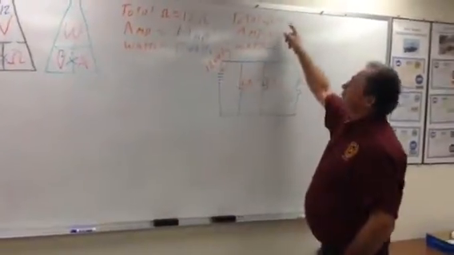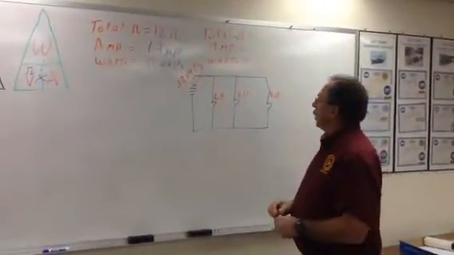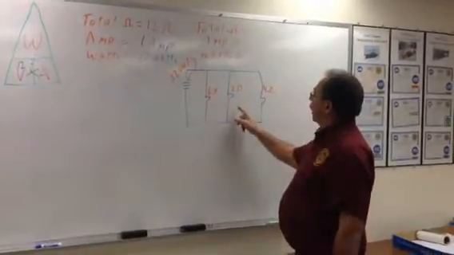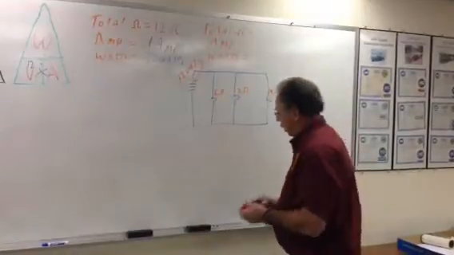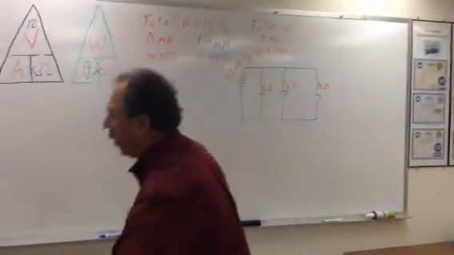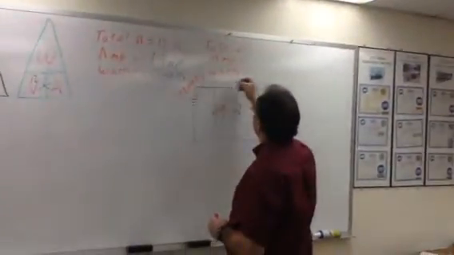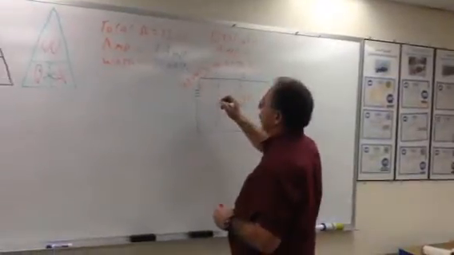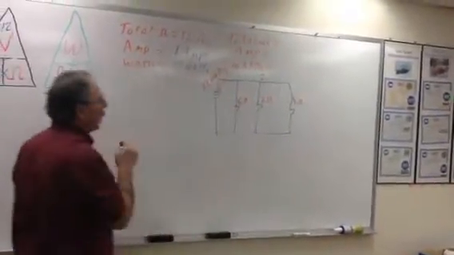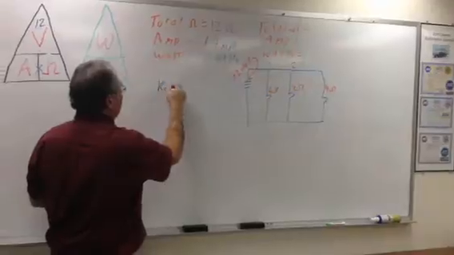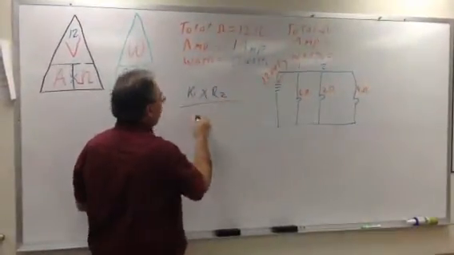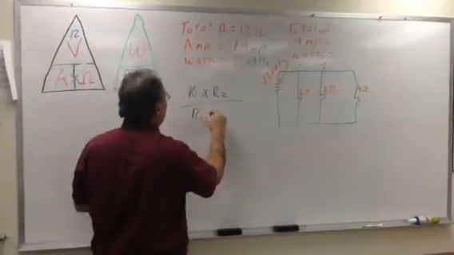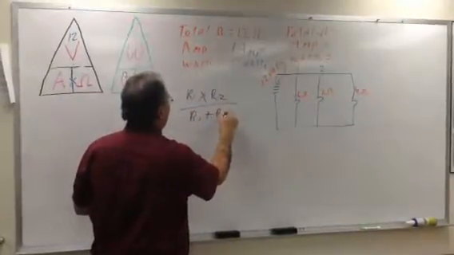Okay, the first thing we want to find out is our total circuit resistance. And on this one, we know it's less than 2, so we need to use a formula. Let's call this leg 1, let's call this leg 2. The formula is the resistance of leg 1 times the resistance of leg 2 over the resistance of leg 1 plus the resistance of leg 2.